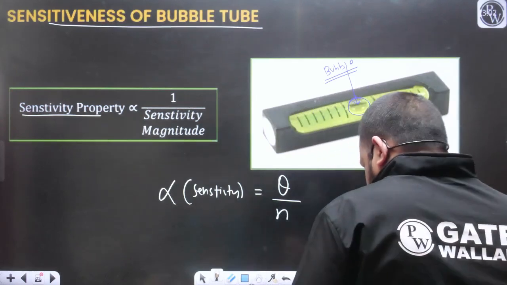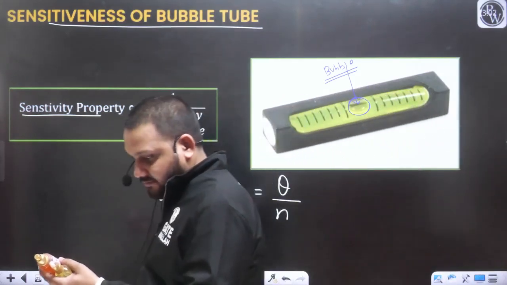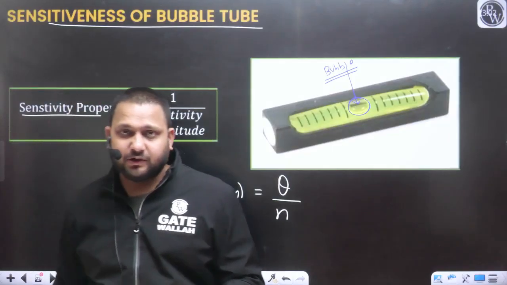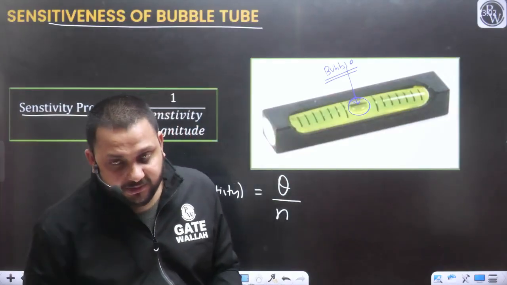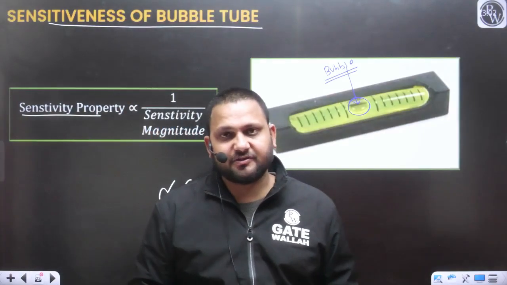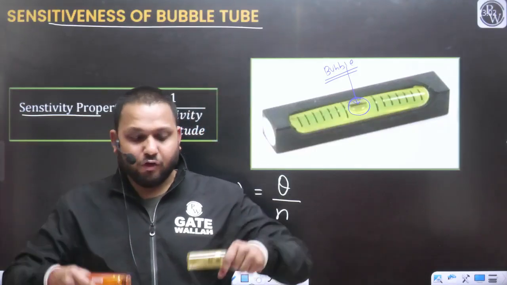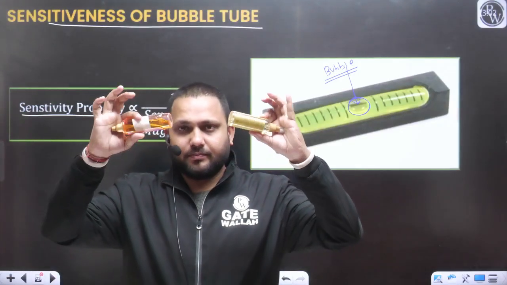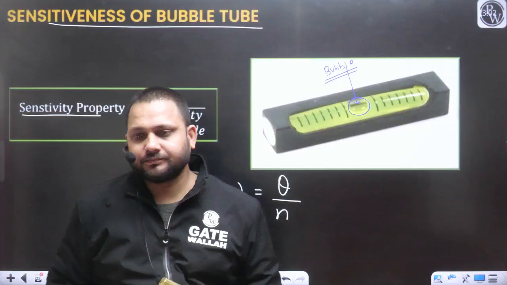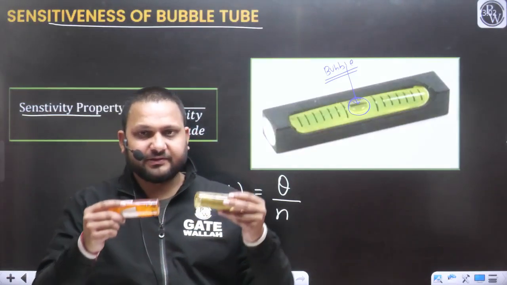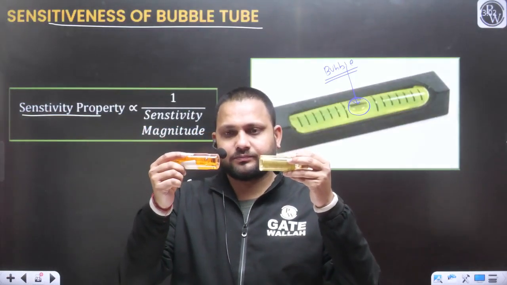I will try to explain this very important term, the relationship between the sensitivity magnitude and sensitivity property. So I hope you can see these two objects, yes or no? Please confirm in the chat box.